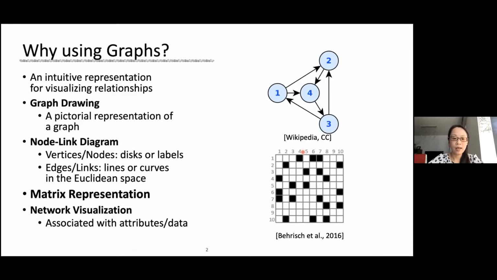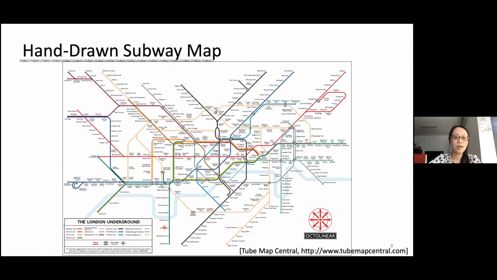Those are the basic concepts of graphs. And what is the difference between network visualization and graph drawing? As I mentioned, a node-link diagram is practically a representation of vertices and edges, while network visualization is often associated with attributes and other additional data. If you remember the talk from Alex yesterday about the multivariate graph, that is the case.